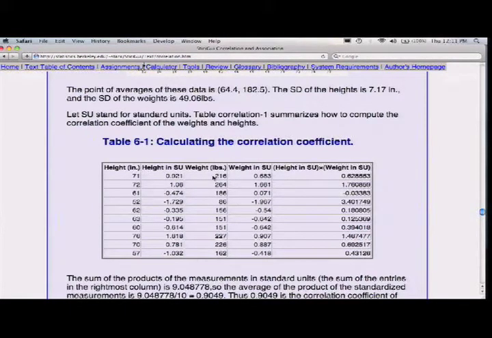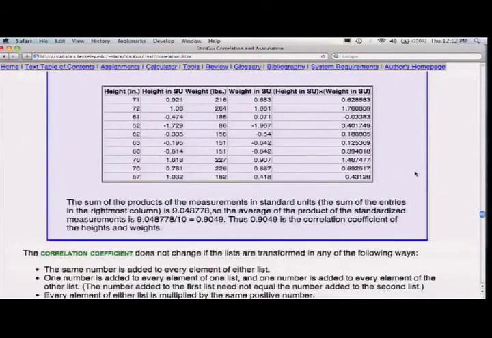Now what we do is we take this value in standard units times that value in standard units to get the product. We do that for all the measurements. We now average these products. We add up these numbers and divide by how many there are. Are there 10 of them? Yes. Okay. So 0.9 is the correlation coefficient, according to this.